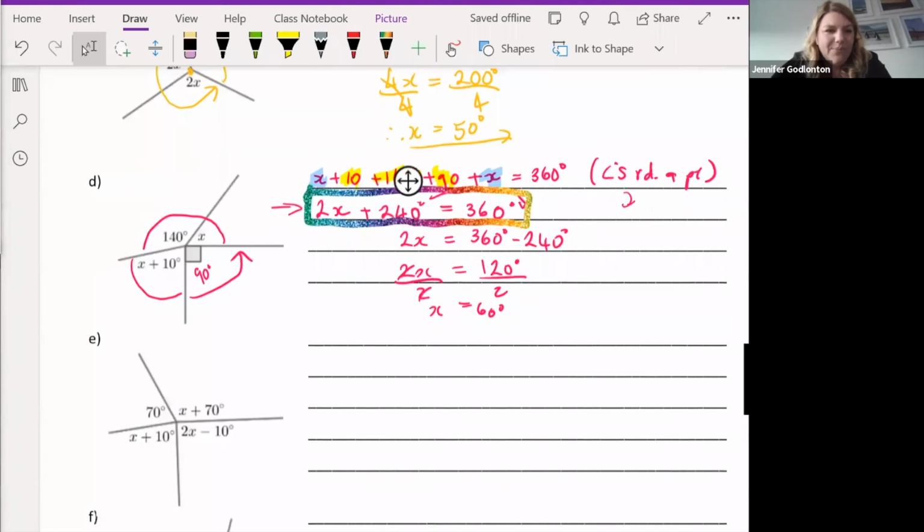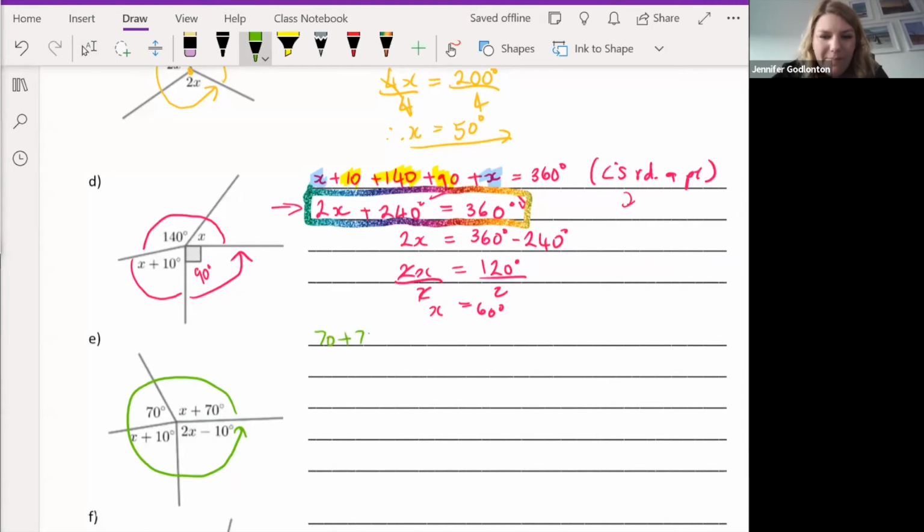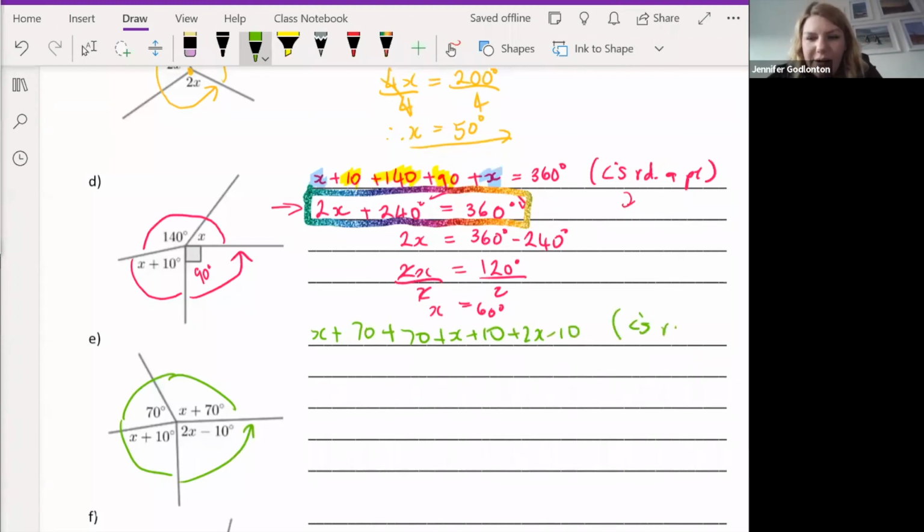How am I going to do E, Kira? Okay, ma'am. It's going to be 70 plus x plus 70 plus x plus 10 plus 2x minus 10. I think you're missing an x somewhere. So I'm just going to write this in this order over here. So we've got x plus 70. I got 4x. Oh, you've got 4 x's. Okay, so then you're fine. So x plus 70 plus x plus 10 plus 2x minus 10. And then my reason is angles around a point.